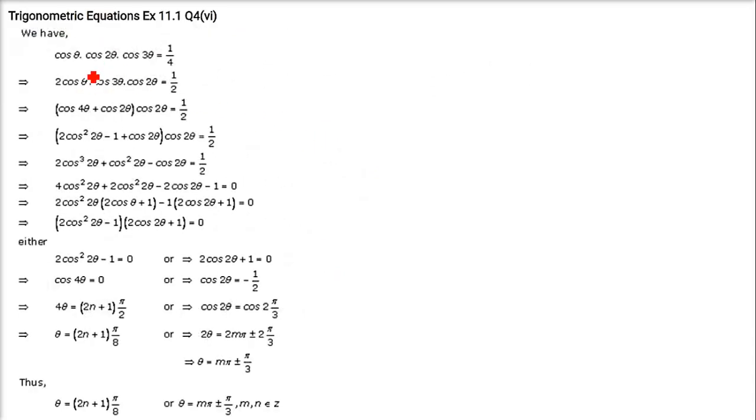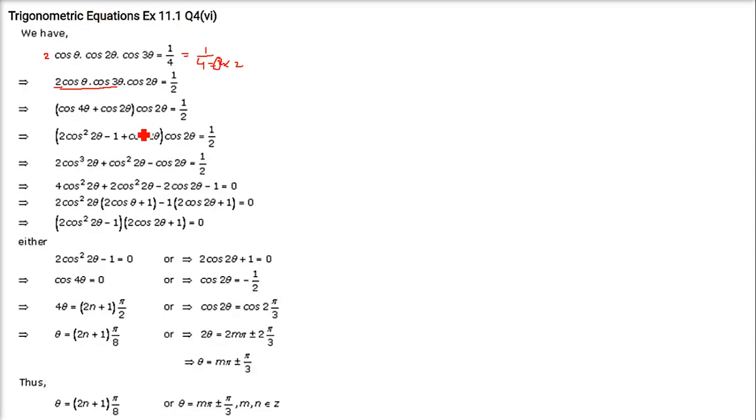Here cos theta, cos 2 theta, cos 3 theta equal to 1 by 4. So we are writing this 1 by 4 as 1 by 2 into 2. And taking this 2 here, 1 by 2 remains. Now this 2 cos theta and cos 3 theta, this was the formula of cos 4 theta plus cos 2 theta, this we already know.